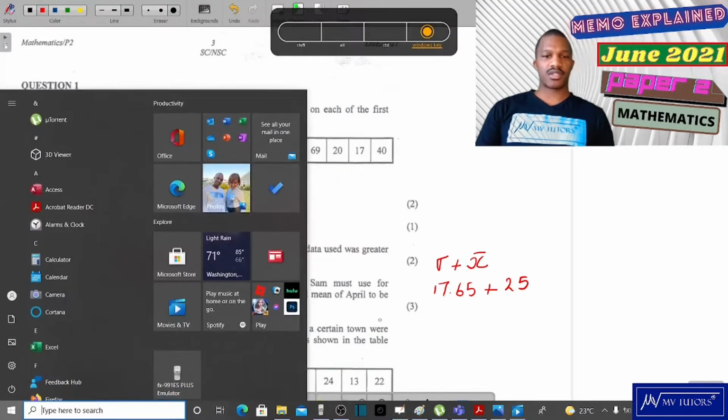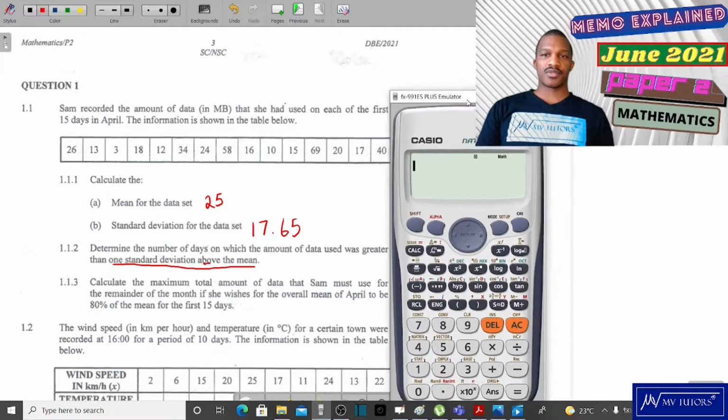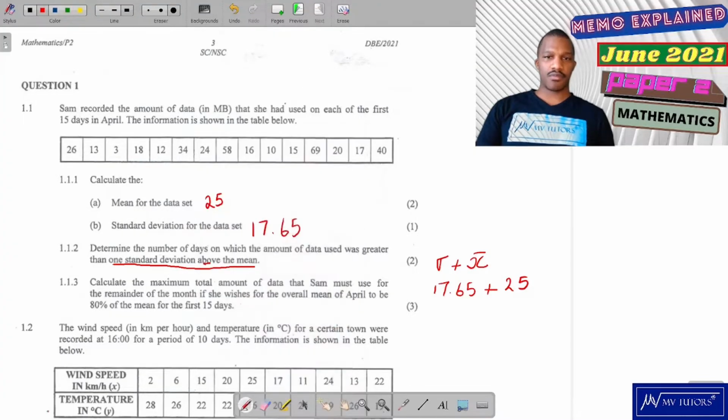Let's just put that quickly in our calculator. You are still in stat mode, as it shows on your calculator. So to go back, you press mode and then you press 1. There we go, we're back to proper math. So now we want 17.65 plus 25, and that's going to give us 42.65.